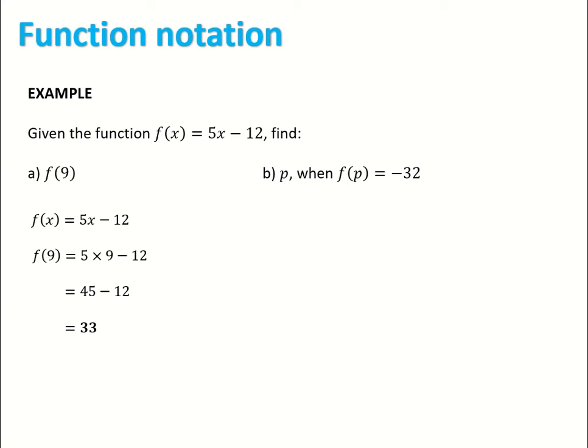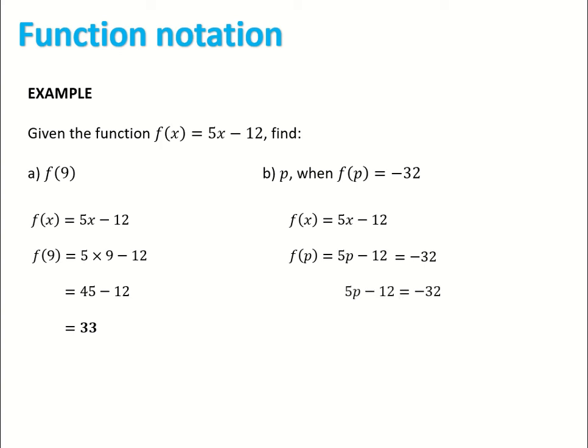So the second part is often a little bit more confusing. P when f of p equals minus 32. But all that's happened here, if we look at it closely, is that x has been replaced by a p. So we're going to replace the x with a p. And what happens when we do that is we get an answer of minus 32. So start with the original equation because it's still based around this one. But f of p is equal to 5p minus 12. We can't do anything with that unless we know what it equals. And from the question, we do know what it equals. It equals minus 32.